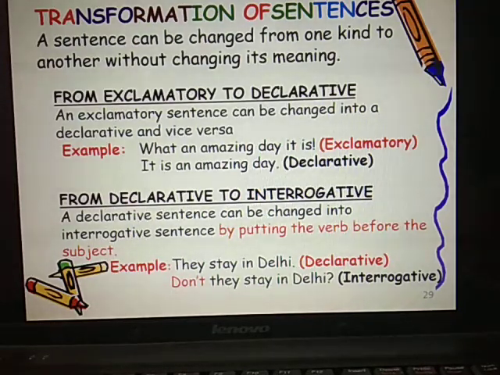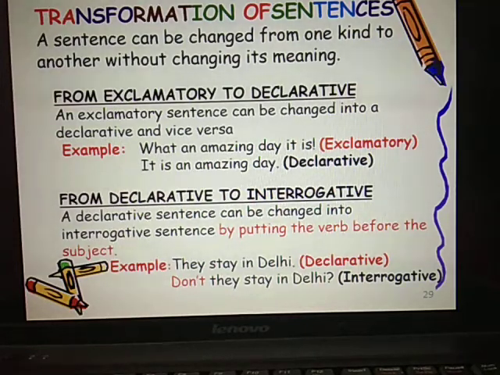Let us see from exclamatory, which means when we have a sudden feeling or expression, we say exclamatory. How to make it declarative? An exclamatory sentence can be changed into a declarative and vice versa. Like, what an amazing day it is. It is exclamatory. Now you'll be asked to change into declarative. So you will write, it is an amazing day. So you find the basic changes, the sign changes. Exclamatory was with an exclamation mark. Now it has become a full stop since we have changed from exclamatory to declarative.